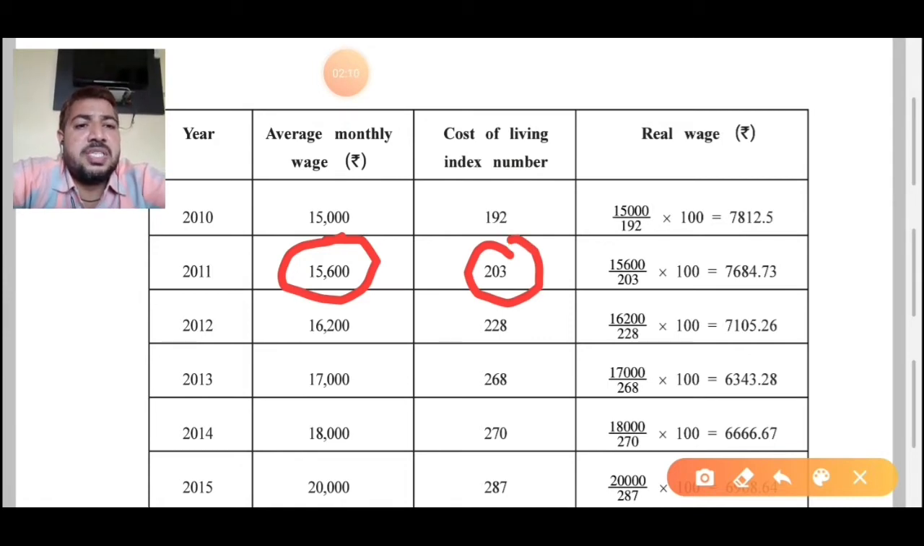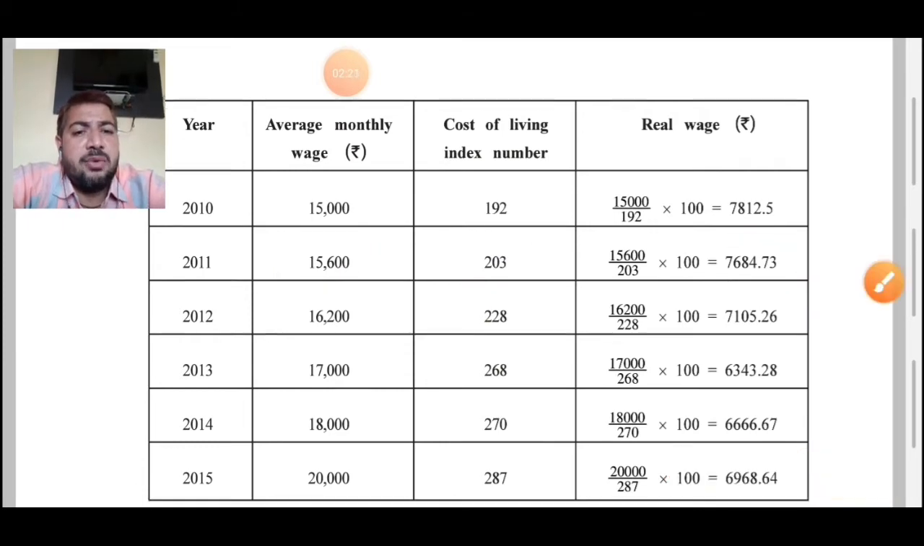In 2011 again, average monthly wage is 15,600 and cost of living index number is 203. So 15,600 divided by 203 multiplied by 100, we got 7,684.73. In the same way we can calculate for all the years.